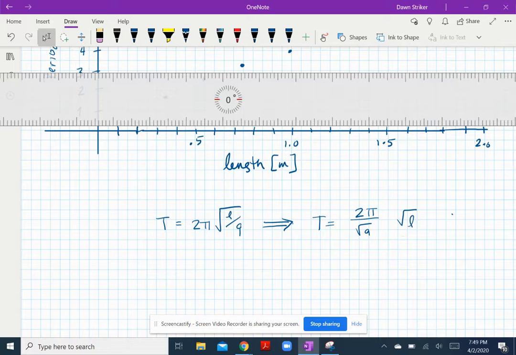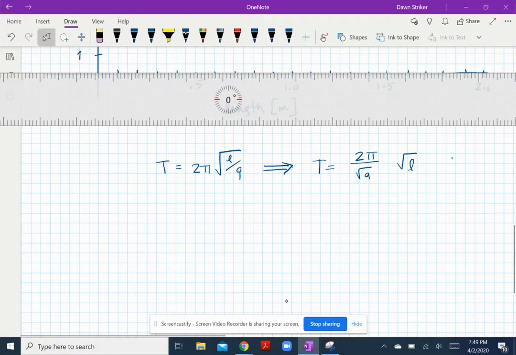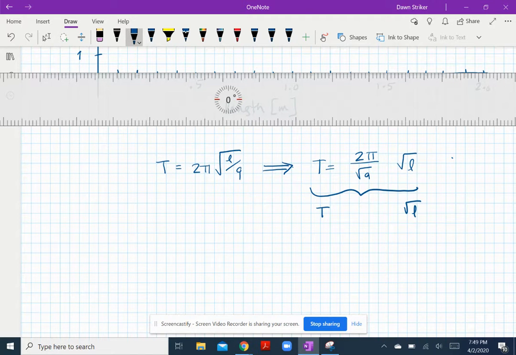In any case, if I want to use the period of a pendulum to approximate gravity, G, I see that G is in this equation here. And so I could rewrite this like this. If I plotted T on the y-axis and the square root of L on the x-axis, then all of this stuff would be the slope. So the slope would be equal to 2 pi divided by the square root of g. And I could work with that.